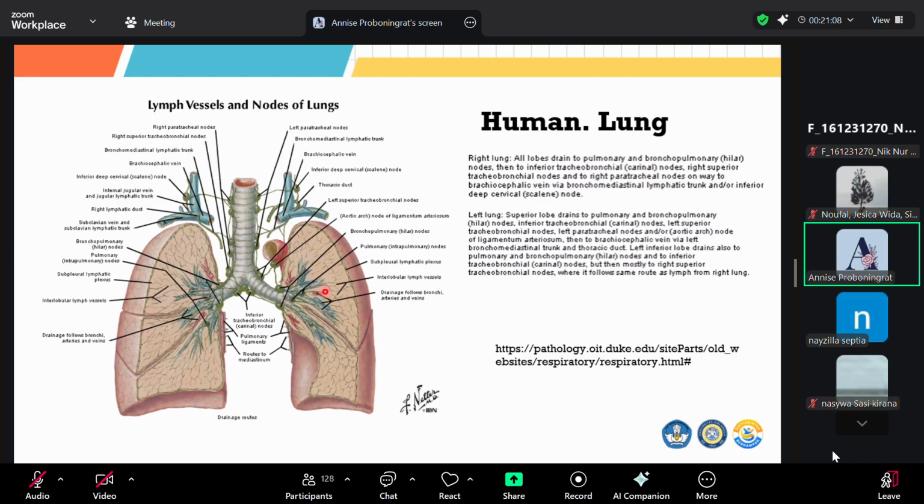And also for immunosurveillance, to circulate the immunosurveillance cells throughout the body. And the respiratory system also has this lymphatic circulatory system.